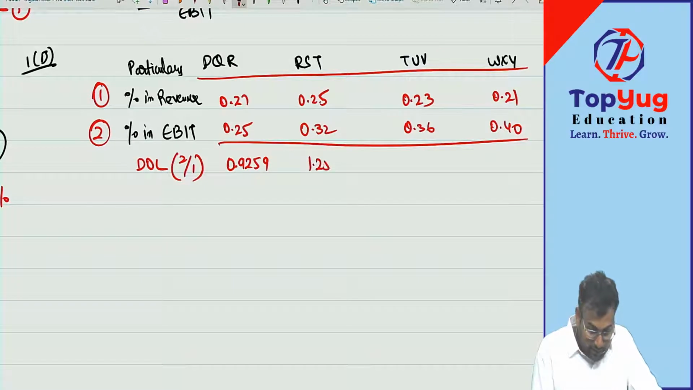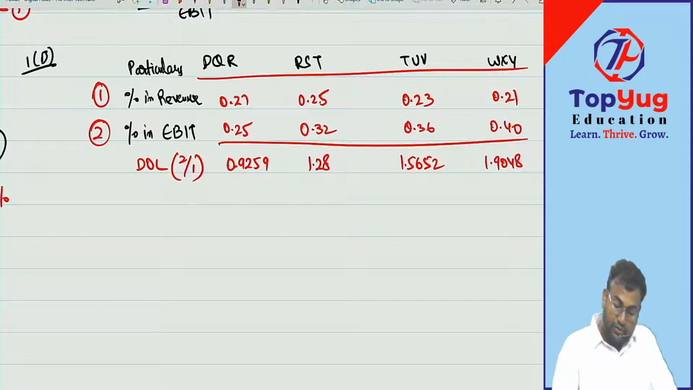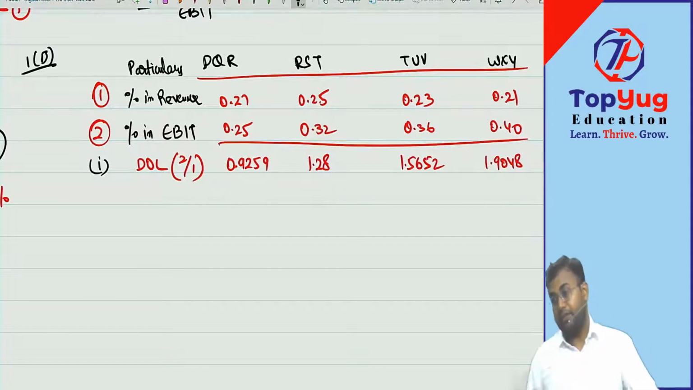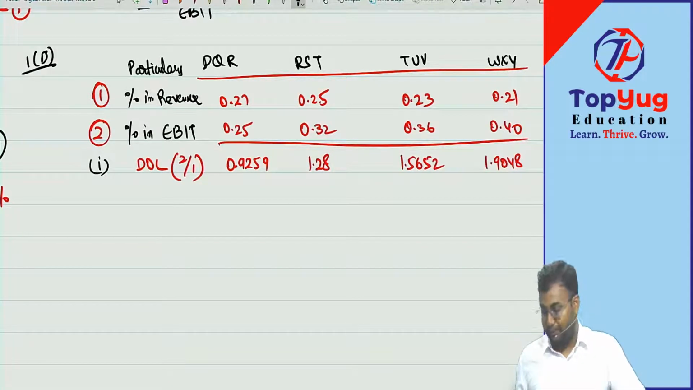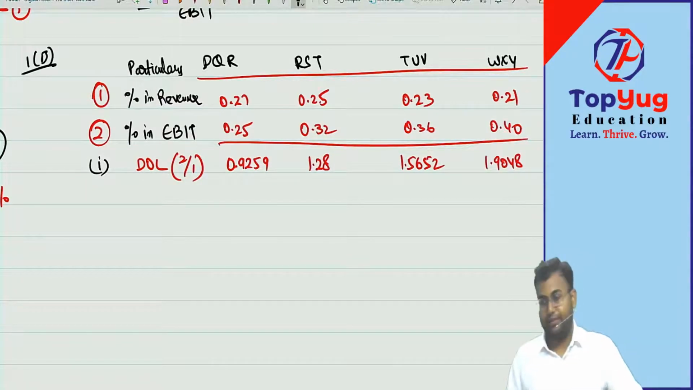Then 1.28. Then 948. This is your first bit answer. Is this your first bit? Calculate the operating leverage of each firm. Yes. Second bit.